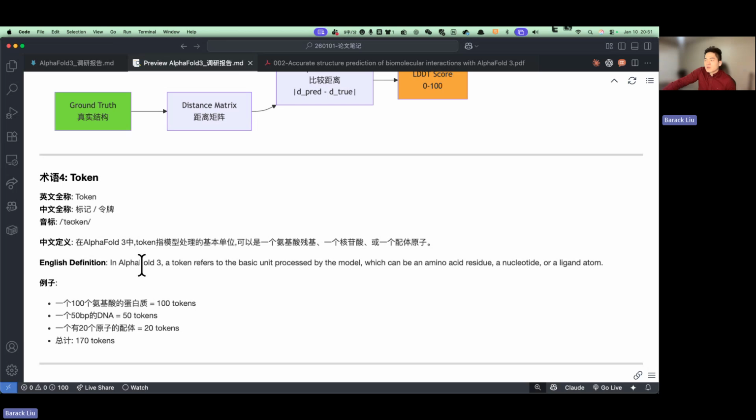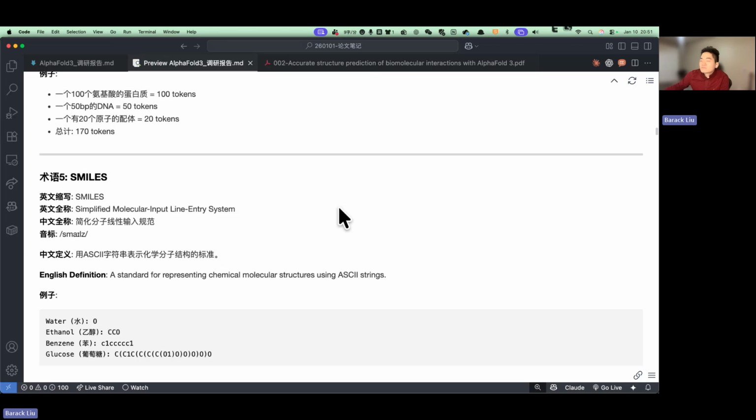Token. In AlphaFold 3, a token refers to the basic unit processed by the model, which can be an amino acid residue, a nucleotide, or a ligand atom. Terminology 5. SMILES, simplified molecular input line entry system, a standard for representing chemical molecular structure using ASCII strings.